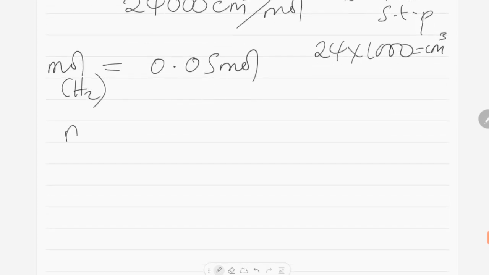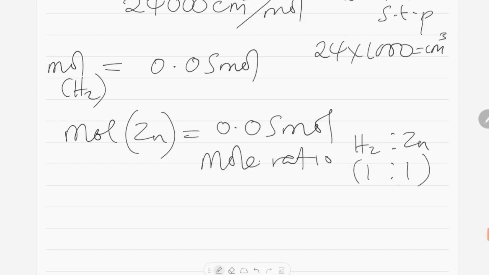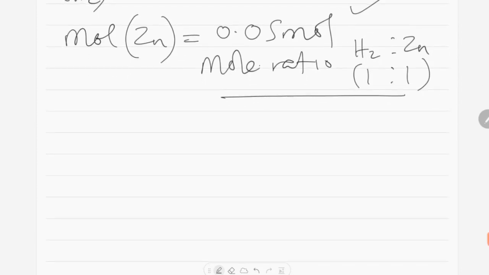So I'm going to have that mole of zinc is also equal to 0.05 mole because of the mole ratio of hydrogen to zinc, which is also 1 to 1. So if the mole ratio is the same, the moles will also be the same. Now that we know the moles of zinc, we can easily find the mass. Mass is equal to mole times molar mass.